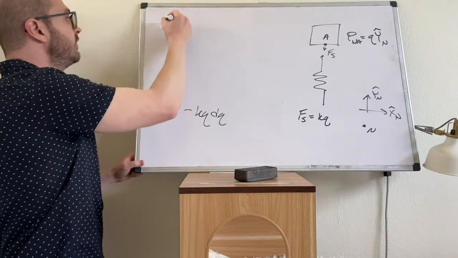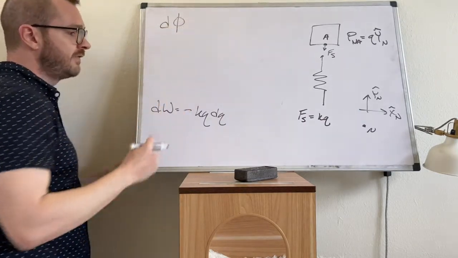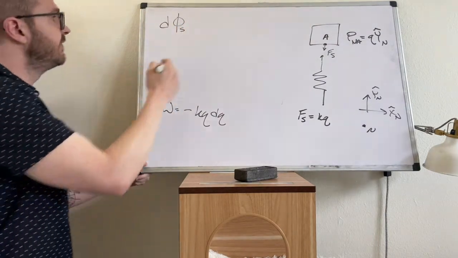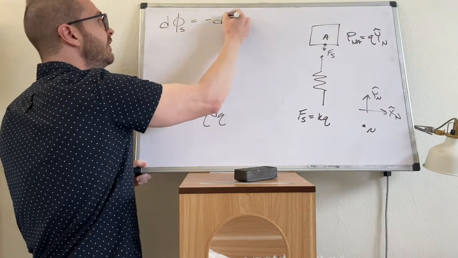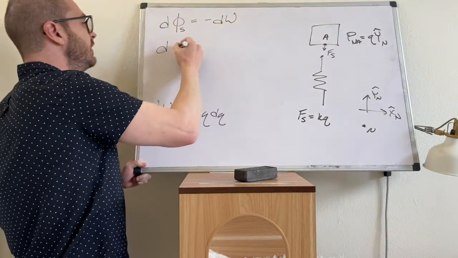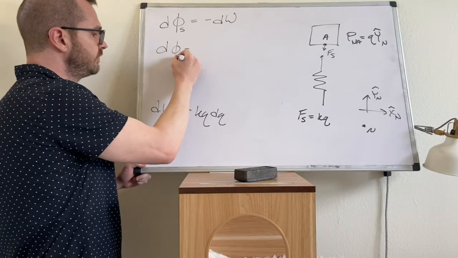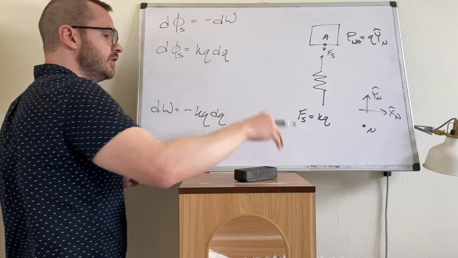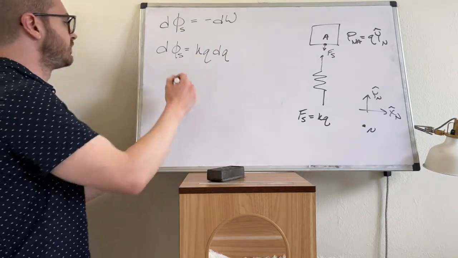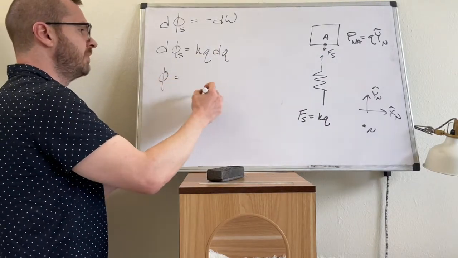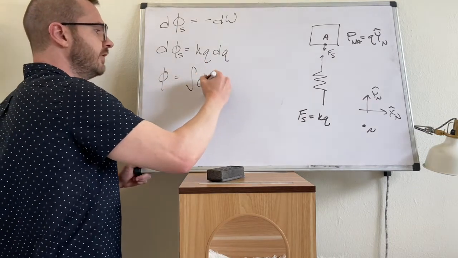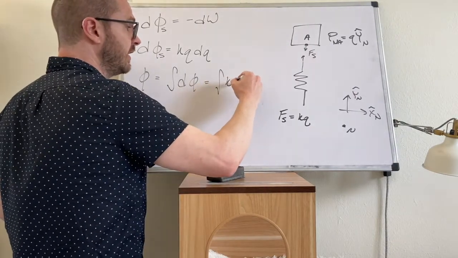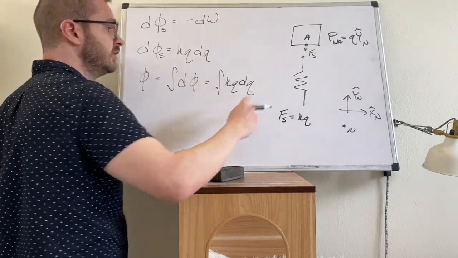Now, we don't actually want the work done, we want the potential energy expression. So again, I'm going to use the Greek letter phi, and this is the potential of a spring, and this is the negative of dW. So d phi is going to equal negative of this, so the negatives cancel, KQ dQ. And we can, of course, find that potential term through integration. So we're going to integrate d phi. That means we're going to integrate the right-hand side as well. So the integral of KQ dQ.